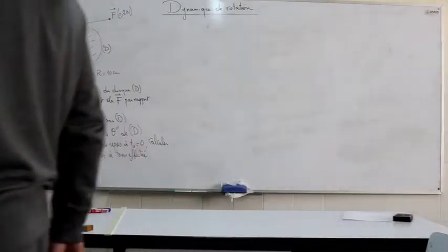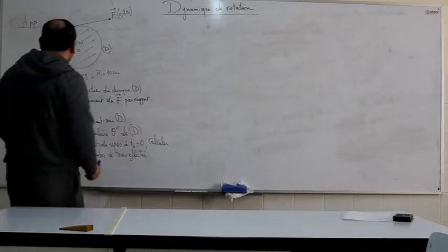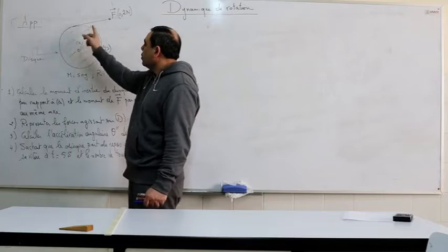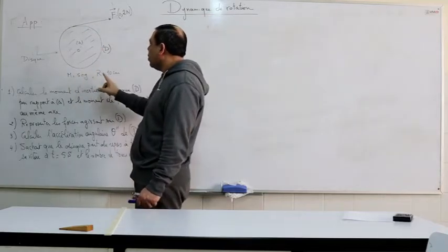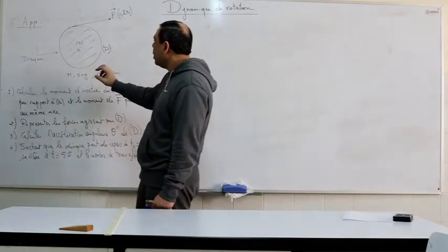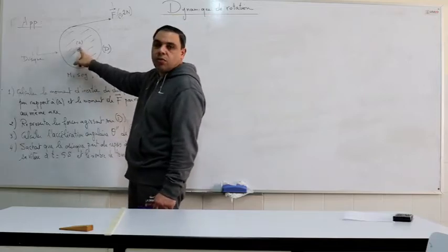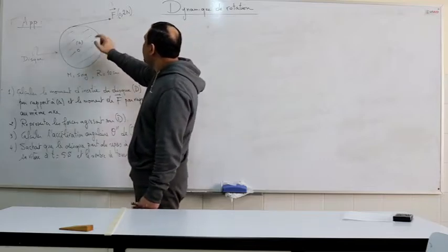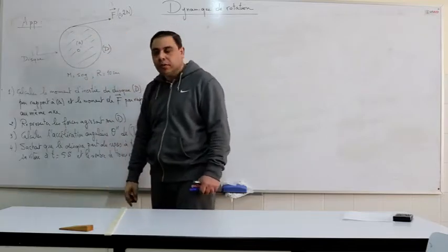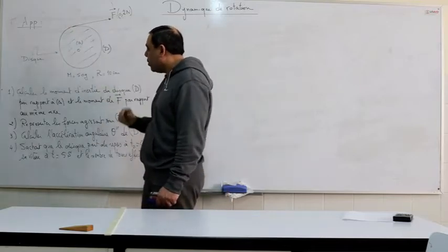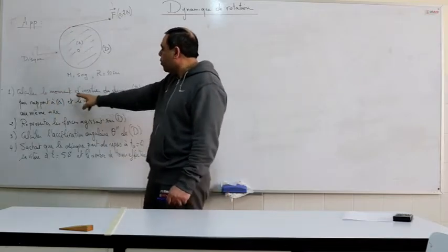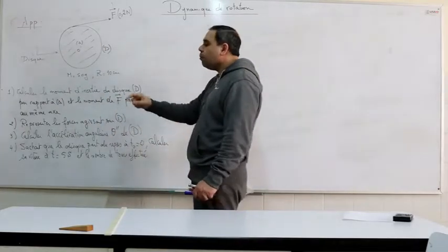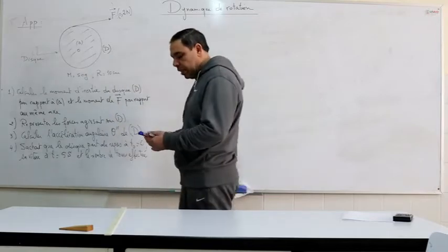In this application, consider a homogeneous disk of mass m equals 50 grams and radius of 10 centimeters that can rotate around its axis of rotation delta that passes through its center. The disk is subjected to the action of a force of magnitude 0.2 newtons that is tangent to its periphery. In the first part, we have to calculate the moment of inertia of the disk with respect to delta and the moment of F with respect to the same axis.